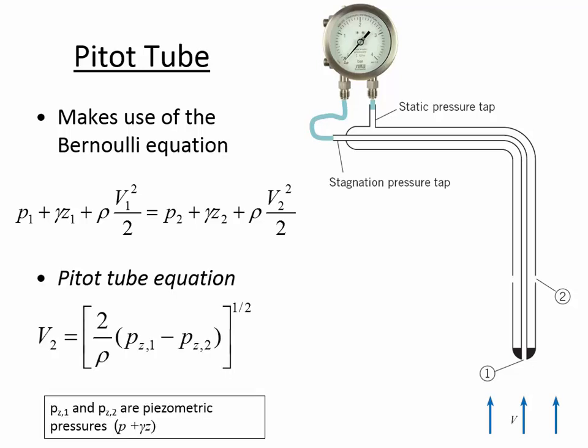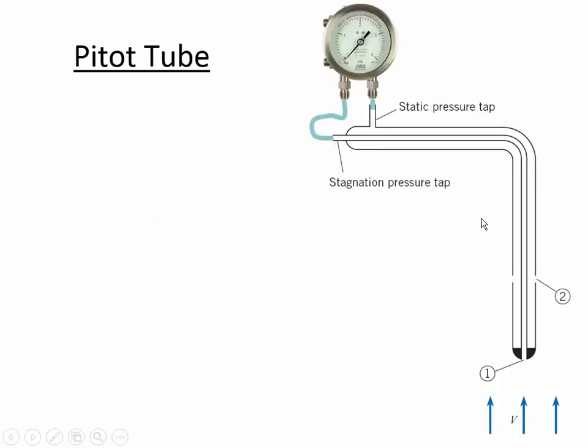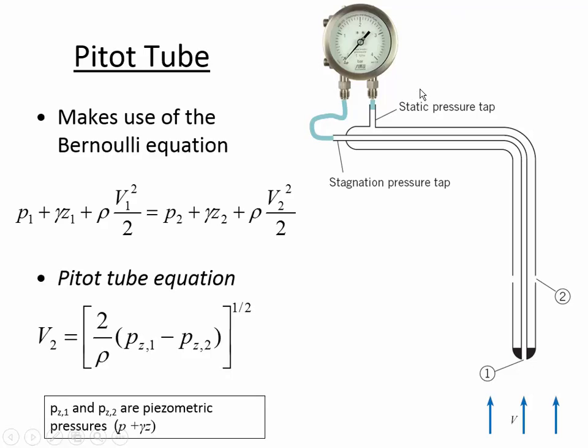So we can simplify Bernoulli's equation until we get to the form of what we're calling the pitot tube equation. Now this is different from the stagnation tube that we were looking at before. The stagnation tube was open to the atmosphere. The pitot tube isn't open to the atmosphere. The way that we're measuring the pressure isn't by how high a liquid rises, but the way we're measuring the pressure is from this gauge. And so it's the difference in piezometric pressure, P sub Z1 versus P sub Z2.